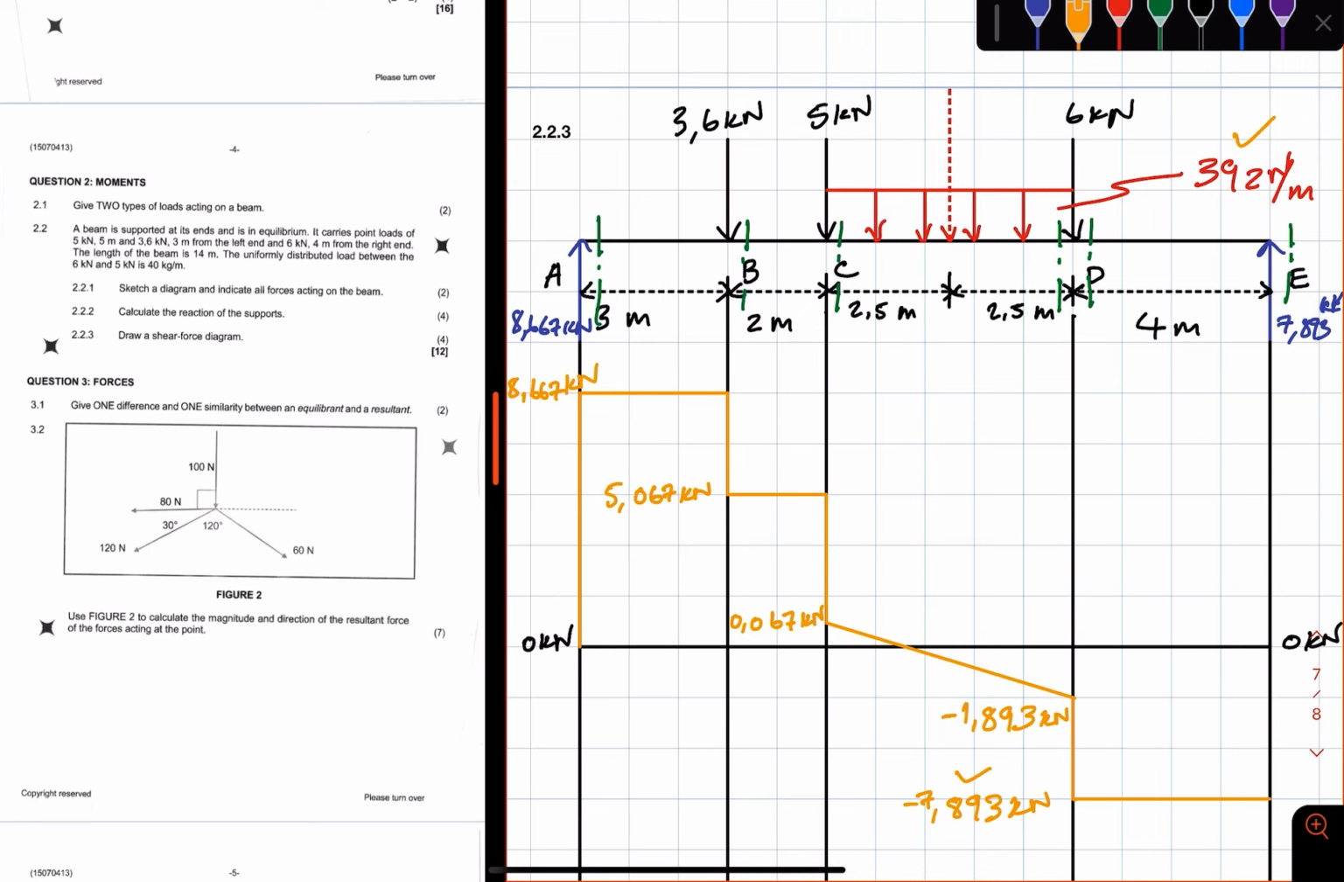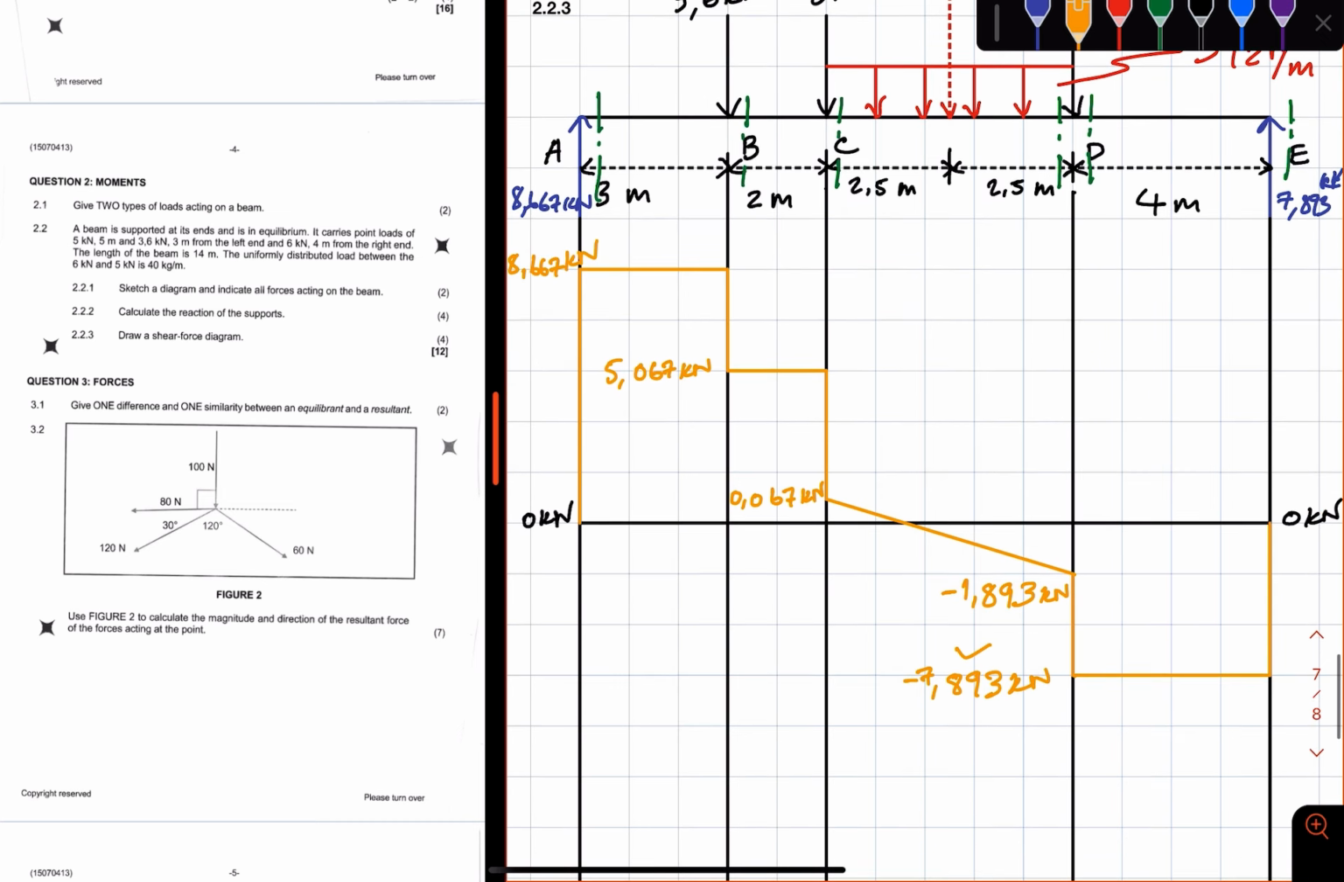Now, your shear force diagram starts at 0, and because your beam is statically determinate, or in equilibrium, it must always go back to 0. So it started at 0, and because our beam is in equilibrium, it has to end at 0, which this one does. And there we go. This is your shear force diagram. The orange part of this diagram is your shear force diagram. This will be your 4 marks.